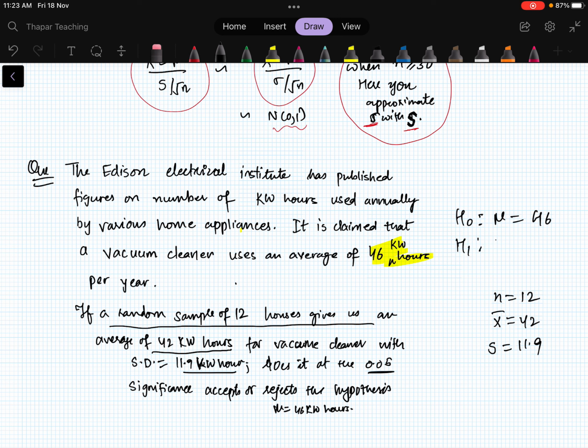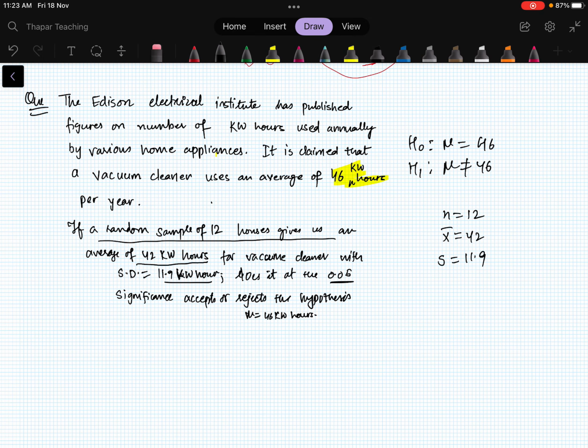So your H1 will be mu is not equal to 46, because we are not talking about anything greater or less, right? Okay, fine. So we have here x bar is equal to 42. So in this case, what you are going to do.